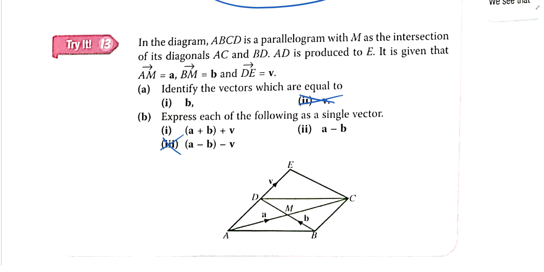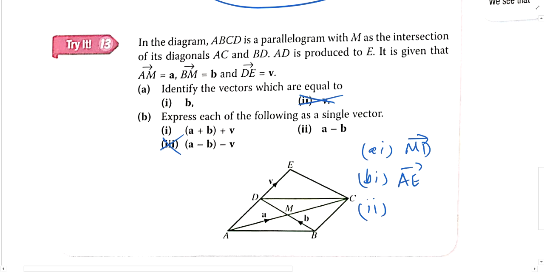Answer for A part 1. A vector that is equal to B. MD, yeah. Okay, so A part 1, answer is MD. Do you put the arrow above? Okay, good. What about B part 1? A plus B plus V. Okay, that's AE, good. And the last one, part 2, A minus B. A minus B, AB. Okay, good.